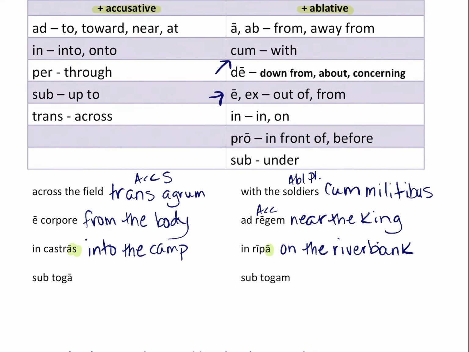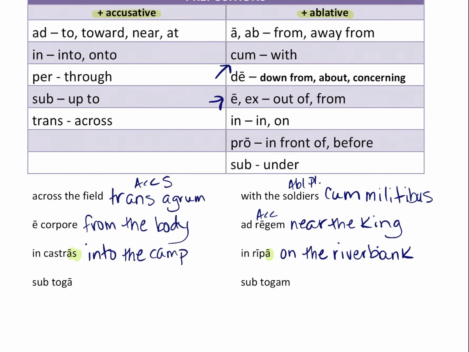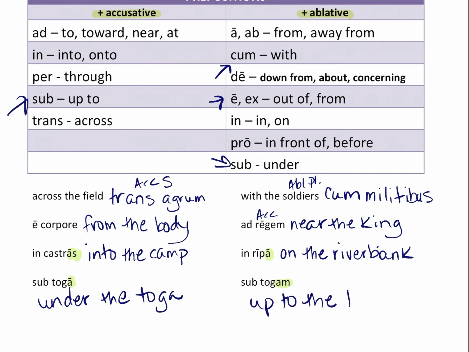All right, so let's look at sub toga. Sub is, again, either can be accusative or it can be ablative. So what do I want to do? Well, I look right here and I see it has an ablative ending. So it has to be under. And I'm going to say under the toga. No choice. And then here I see sub toga. I see sub again, but this time I see an accusative ending. And I'm going to say up to the toga. I don't mean it's up to the toga like it's the toga's decision, but something. Maybe the water flooded up to the toga. It could be anything you want. We don't know because we don't have context. Okay.